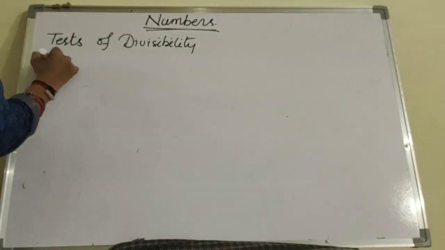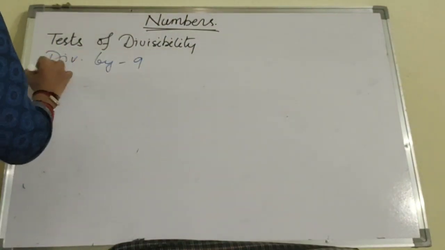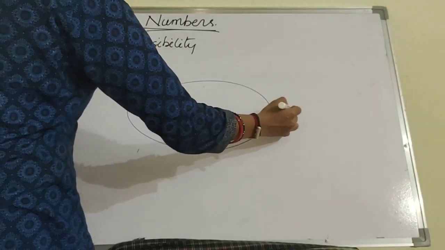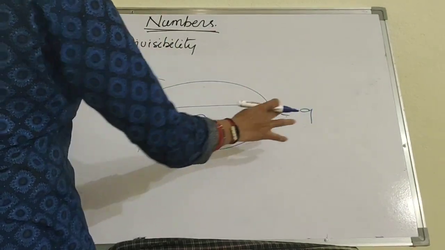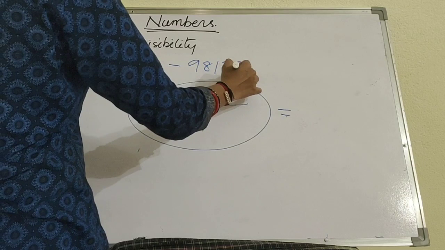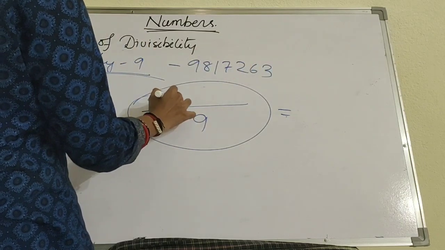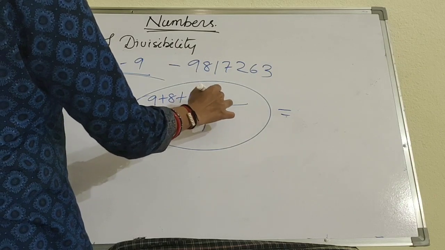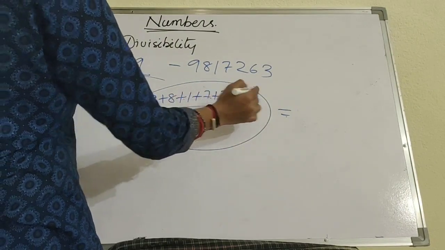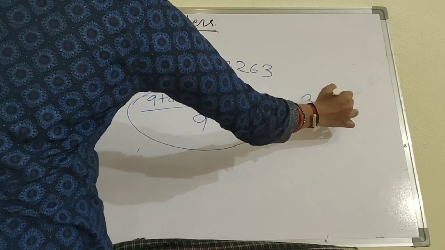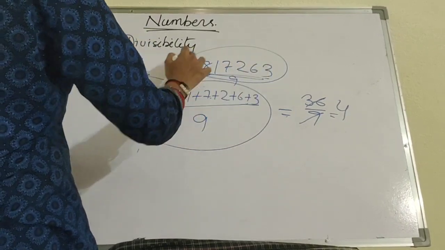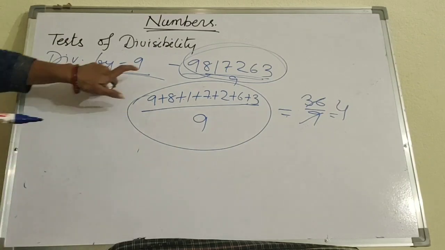So next, the rule for divisibility by 9. A number is divisible by 9 if the sum of the digits of the given number is divisible by 9. Suppose the number is 9817263. So 9 plus 8 plus 1 plus 7 plus 2 plus 6 plus 3 is equal to 36, which is divisible by 9. Yes, this number is divisible by 9 because the sum of the digits is divisible by 9. That means this number is divisible by 9.